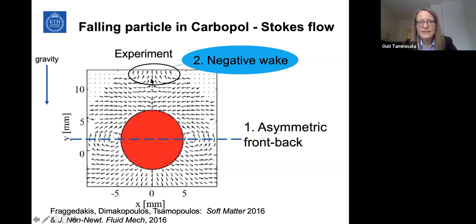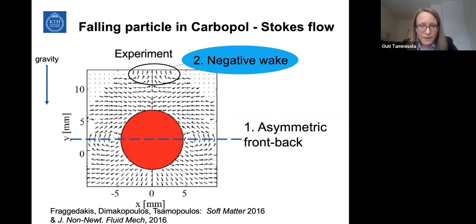meaning that it's easier to see from the velocity field. This means that we have a reverse flow in the wake. And one might think that this is nothing special because often we have reverse flow in wakes, but here the Reynolds number is basically 0. So it cannot come from the inertia, it has to come from something else. So these are two experimental features that were seen in carbopol.